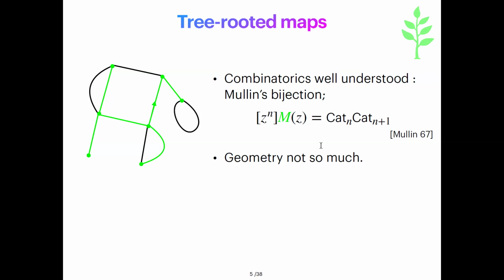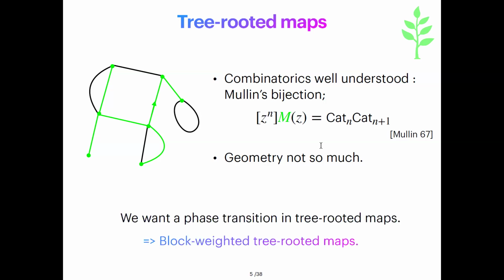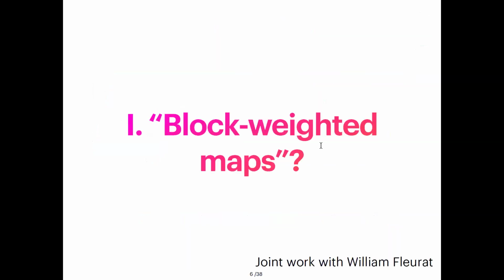Unfortunately, on the other hand, the geometry of tree-rooted maps is not well understood for the moment. And what I want to do, as I just said, is to show new behaviors for this kind of maps. That's why we exhibit a phase transition in tree-rooted maps. And for that, we use block-weighted tree-rooted maps. And this block-weighted thing is what I will explain just now by going in the realm of non-tree-rooted maps first.